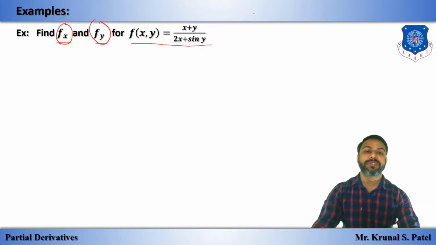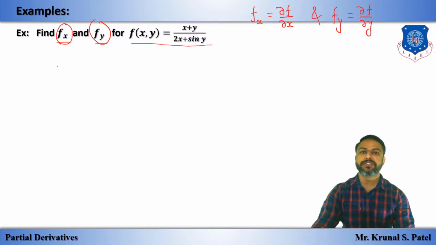Okay, we have seen in the previous lecture this notation: fx means del f by del x, the partial differentiation with respect to x of function f. And in the same way, fy means del f by del y. Right, now let's start with the solution.